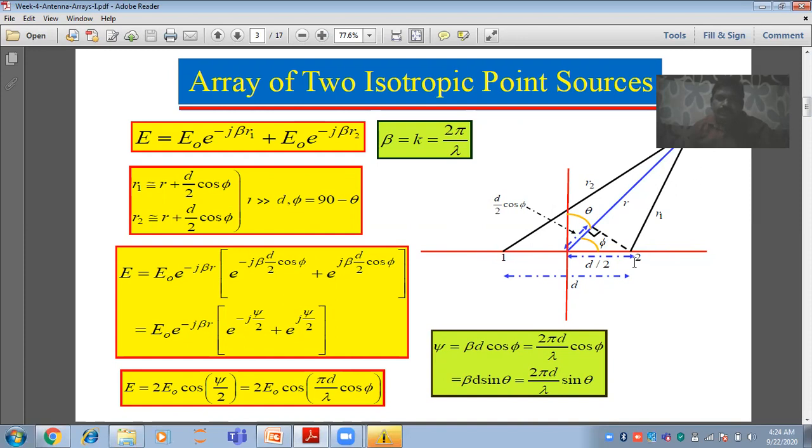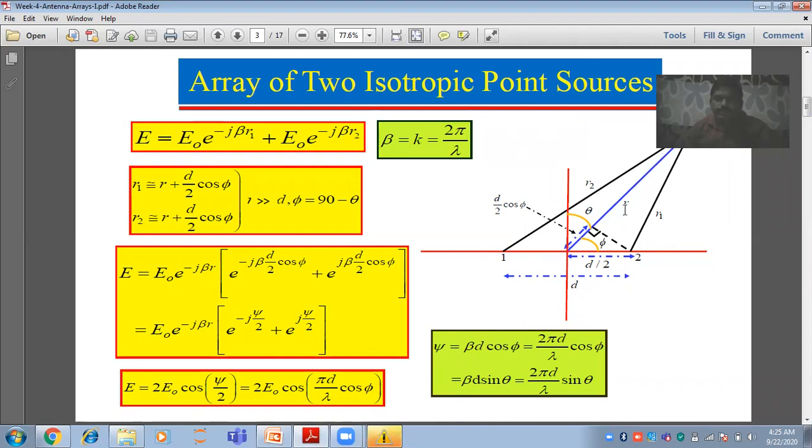Let us say from antenna 2, this observation point is away by R1 meters. And similarly from antenna 1, the observation point is far away by R2 meters. This is the midpoint of the line joining these two antennas, the midpoint between antenna 1 and antenna 2. From the midpoint, that observation point is at R meters.